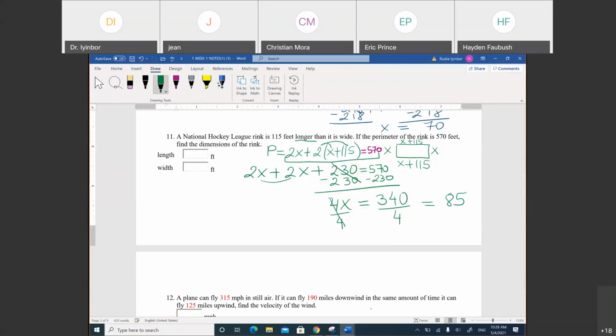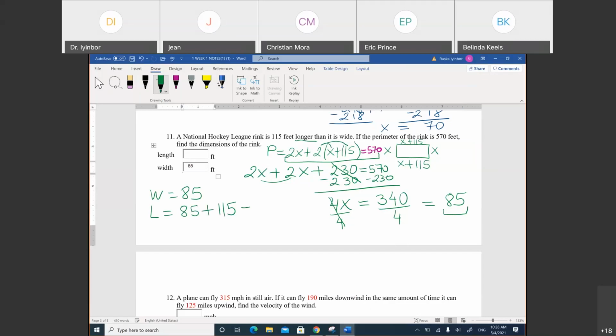So that's my x, right? X is 85. So what side is that? Is that the length or the width? The width. It's 85. That's right. Now, what is the length? 85 plus 115. Yes, good job. 85 plus 115. So what is that? 100. Yep. Okay, everybody understand that? Yes. Any questions on this?